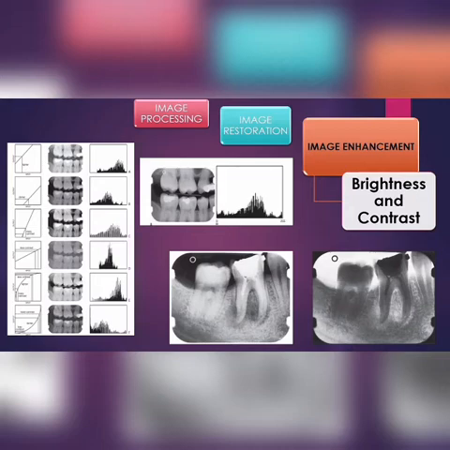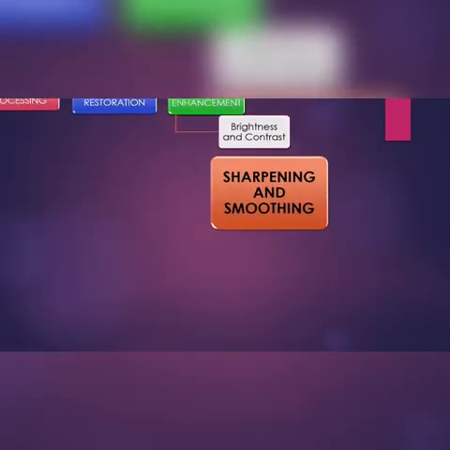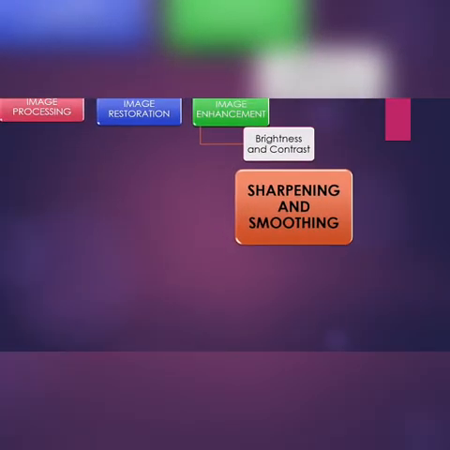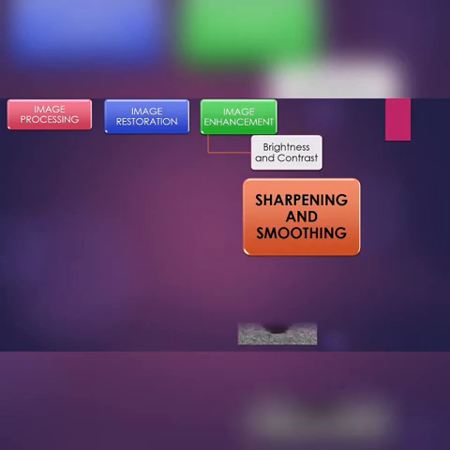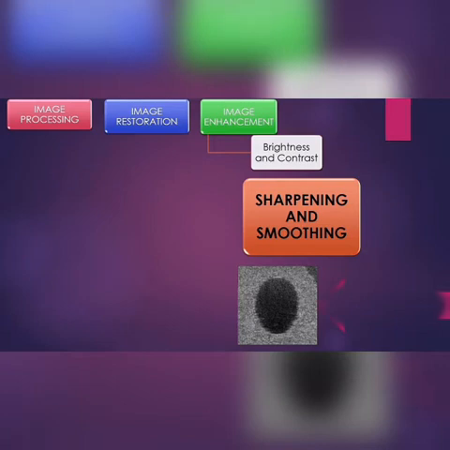Alright. So about the next one, sharpening and smoothing. Sharpening and smoothing basically is to improve the image quality by removing the blurring or the radiographic noise. The other thing that we have to remember here is a key point called speckling.